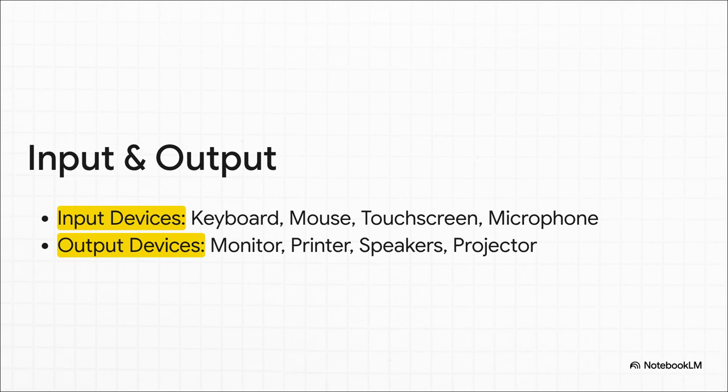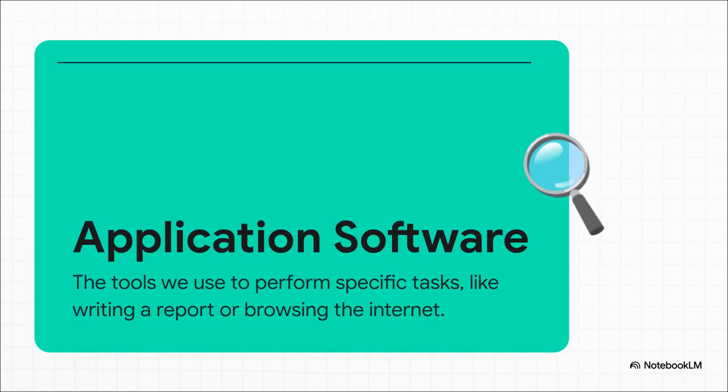It sounds simple, but this is the absolute foundation for everything else. Now, of course, you're not just randomly inputting and outputting, right? You're doing it inside a program. We call these application software, or apps. They're the whole reason we even bother with computers. Whether you're editing a video or just browsing the web, you're using an application that's built for that specific job.